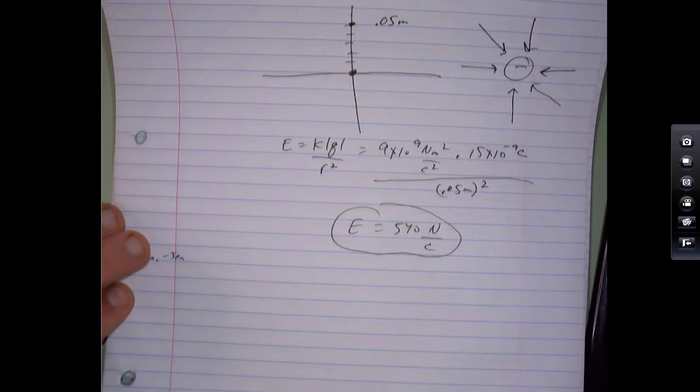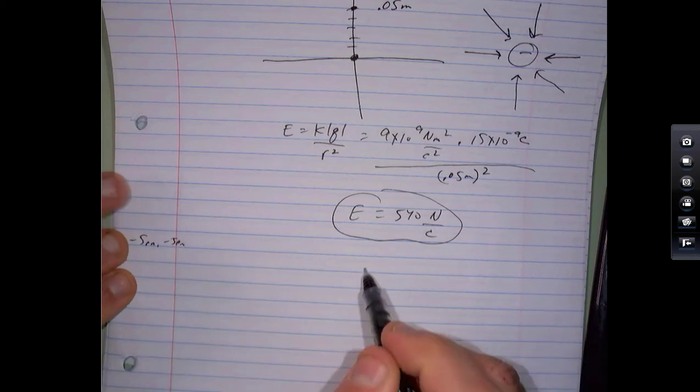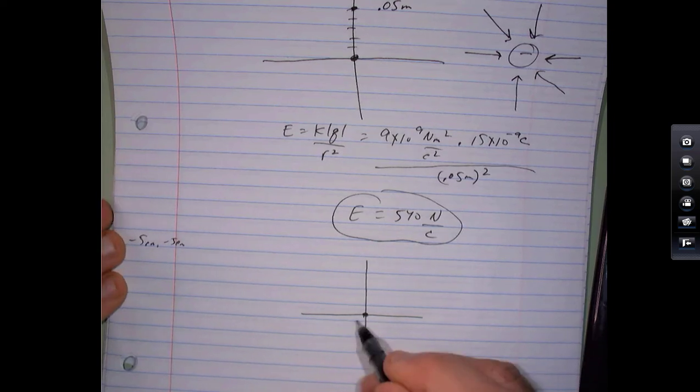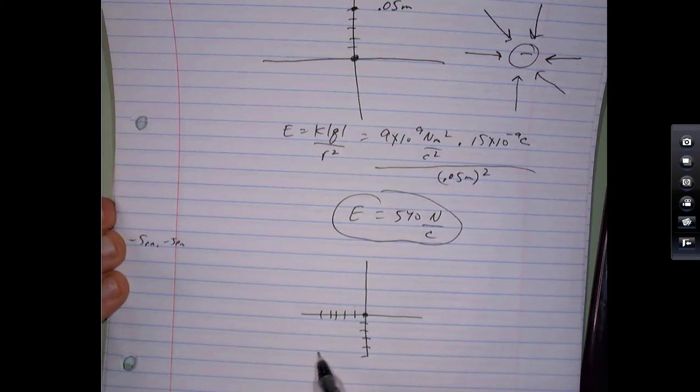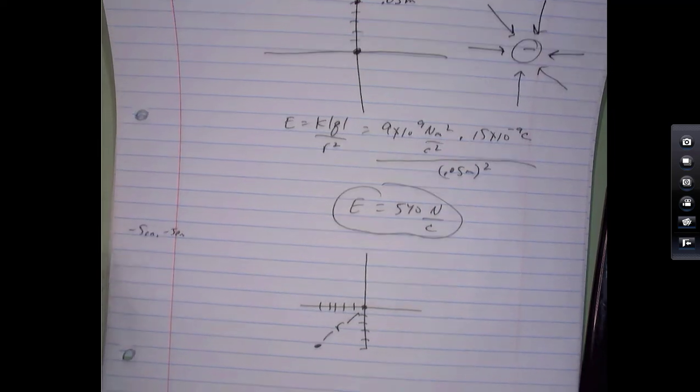Part B and C, I'll just kind of set up part B for us. We want to know the electric field at -5 and -5. So the charge is still at the origin. 1, 2, 3, 4, 5. 1, 2, 3, 4, 5. What's the electric field strength here? This is the distance away. So you'll have to figure out what that distance is.